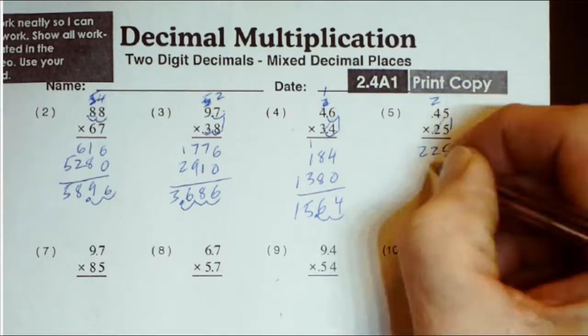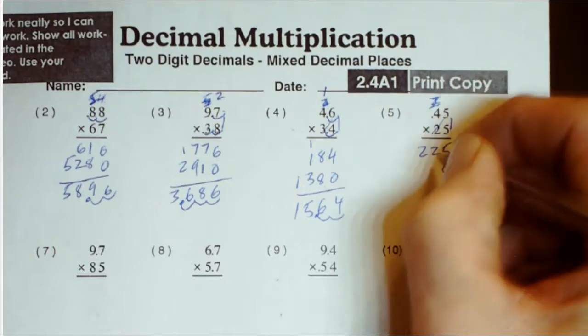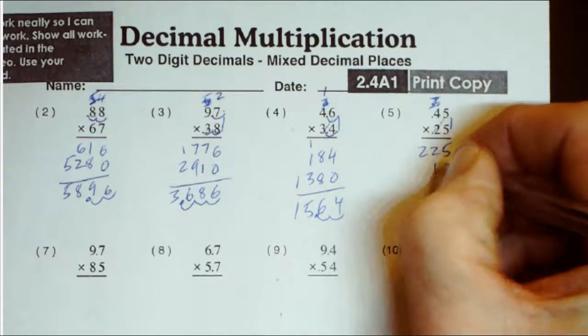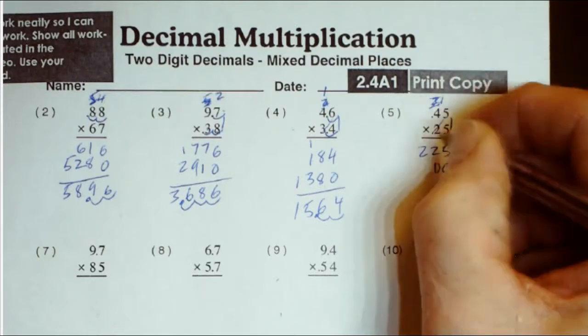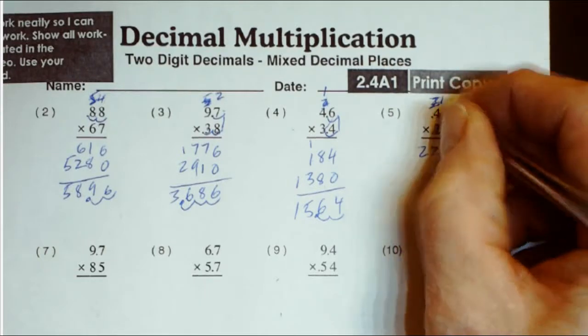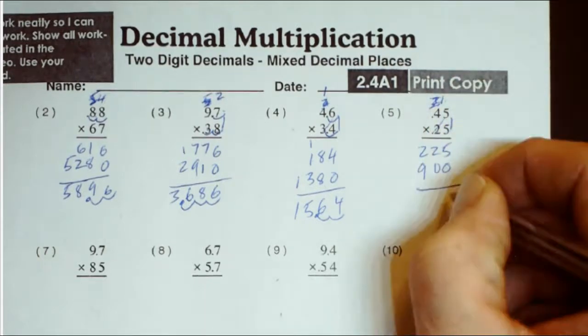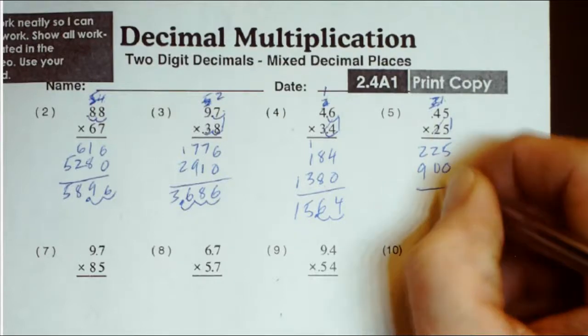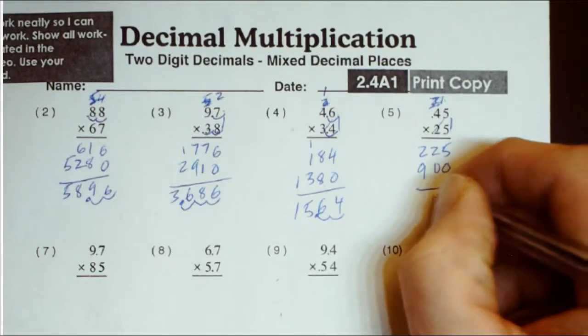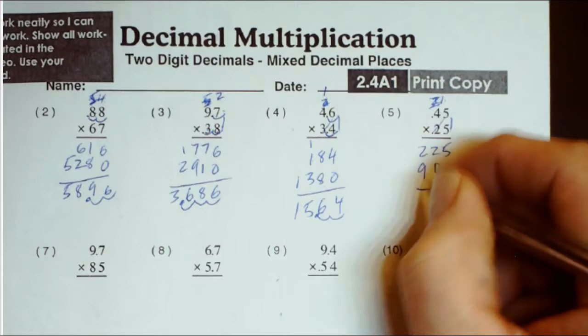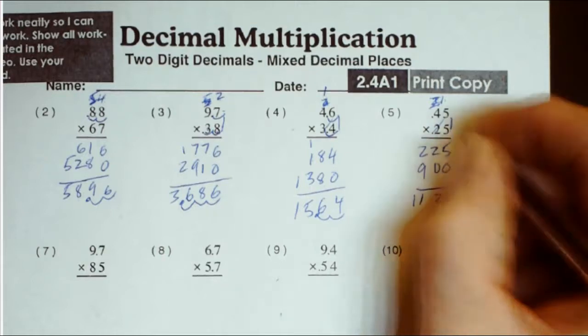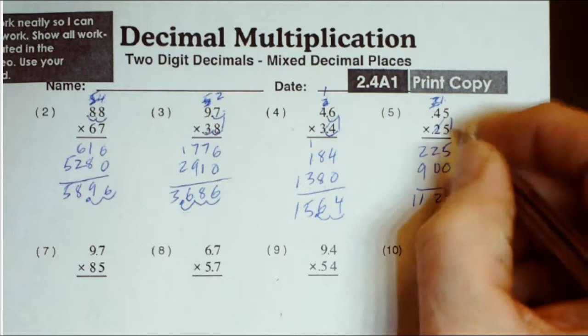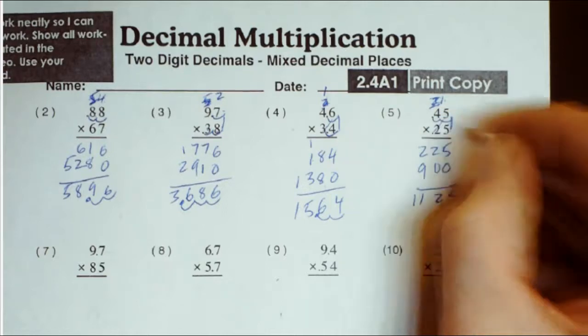2 times 5 is 10. Here's the 0. Here's the 10. 2 times 4 is 8. Plus 1 is 9. Add them up. 5 plus 0 is 5. 2 plus 0 is 2. 2 plus 9 is 11. You got, it's hard to tell on that. I believe there's only 2 decimal spots.